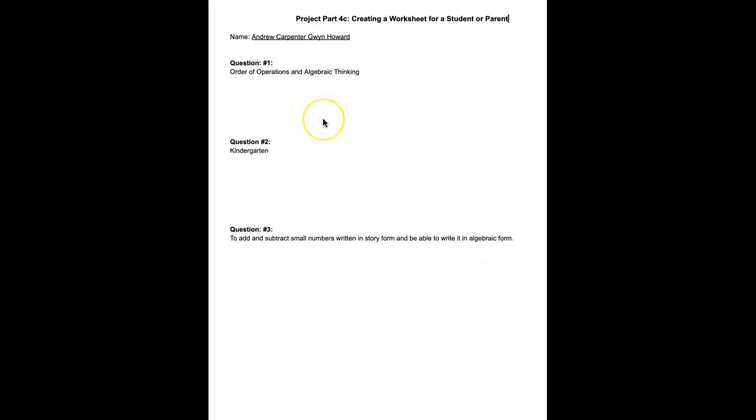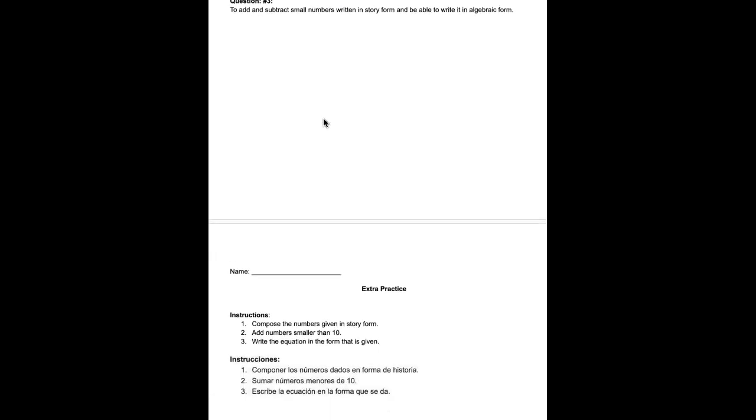For this worksheet that I've created for you guys, for some extra practice, we're going to be reviewing order of operations and algebraic thinking for the grade level kindergarten. And today we're going to be learning to add and subtract small numbers written in story form, and we're going to be able to write it in algebraic form. All right, so I have a few examples that I'd like to go over with you guys.